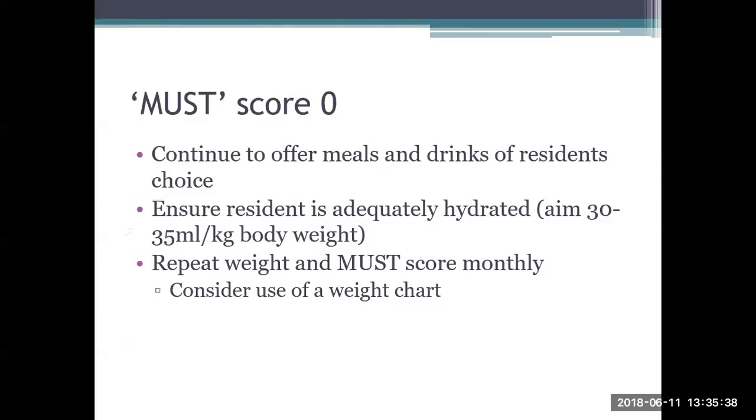And consider the use of weight charts. They're really quite helpful, and they're a good visual to see the trends of someone's weight, so if it's going up or down or if it's keeping consistent. It can help you keep track of what you're doing in the home. So if you've been offering more milkshakes, or there's more fortifying going on, or the family have visited more that month, different things can all affect someone's weight. A weight chart can be quite good to help identify what's going on in that person's life, or if they've got an infection, their weight might drop a little bit if they've lost a bit of their appetite. So a weight chart can really be a good visual.